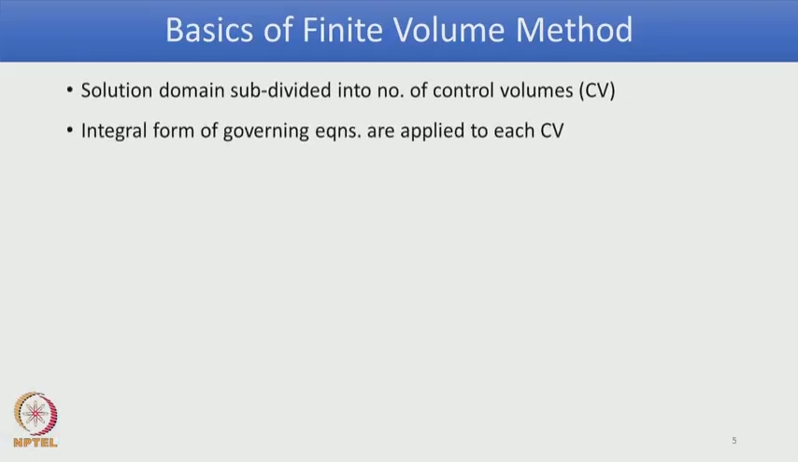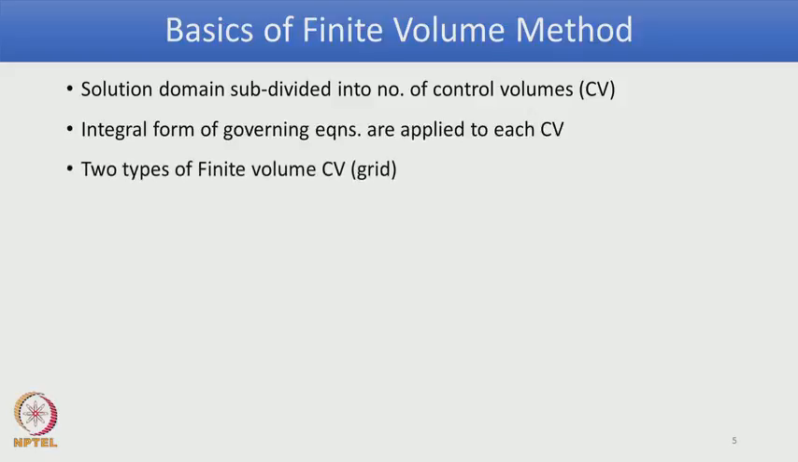So, in finite volume method we divide the domain into a number of control volumes. Then we learnt governing equations in 2 forms, one is the differential form, another one is an integral form. So, in finite volume method we will mostly use the integral form of the governing equation, and this is applied to each control volume. In general, there are 2 types of control volume grid. One is called node or vertex centered method, the other one is called cell centered method.